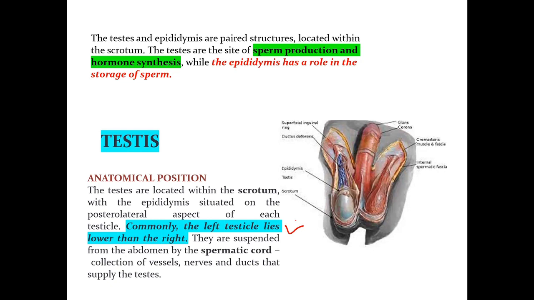We just finished describing the inguinal canal and the spermatic cord and its content. So it suspends down into the scrotum, carrying the testis. So it transmits neurovascular bundles to the testis. Collection of vessels, nerves, ducts that supplies the testis.